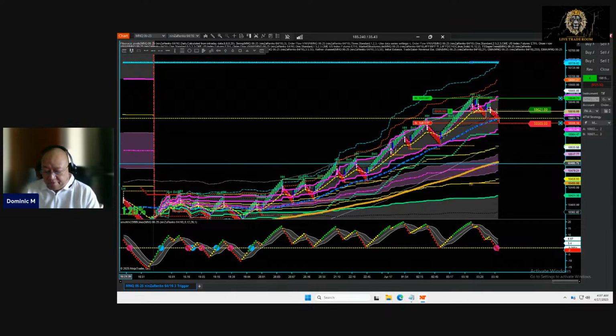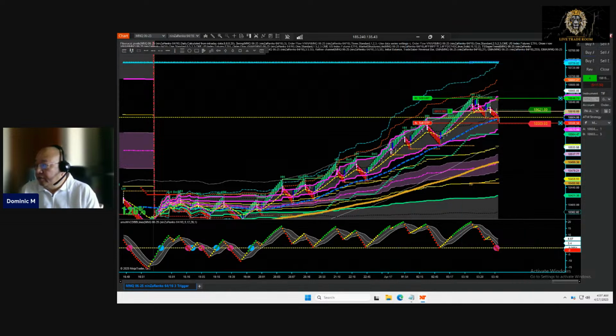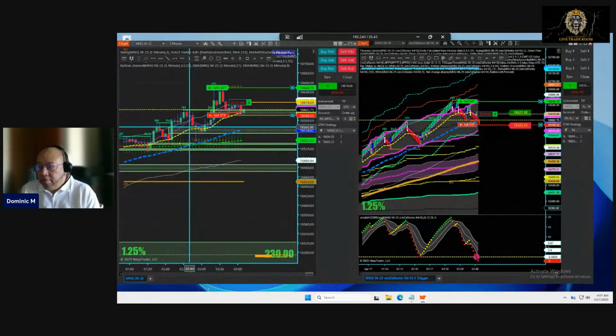Again, we're bouncing off a fair value gap, a bullish fair value gap if you look at the 5 minute candle. If you look at the 5 minute chart, right? There, see? It's trying to bounce off. Let's see the close of that candle or where it's going.